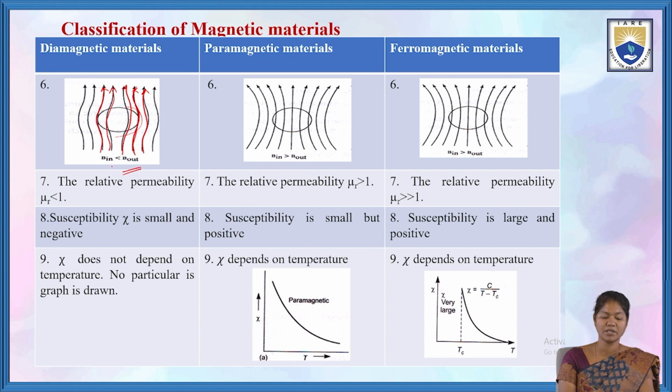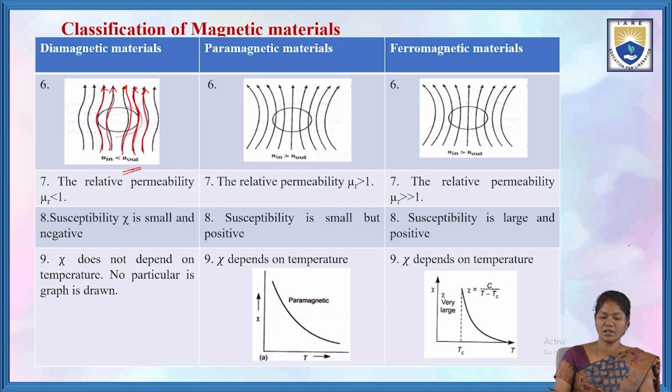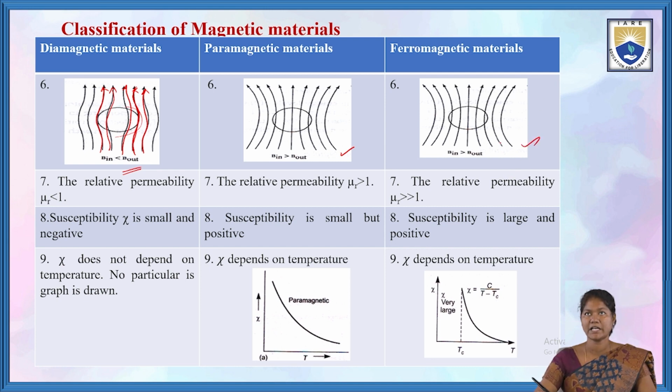Then when V in is greater, coming here, it is allowing magnetic lines of force to pass through it. Here also, in the ferromagnetic materials, it is strongly allowing the magnetic lines of force to pass through it.